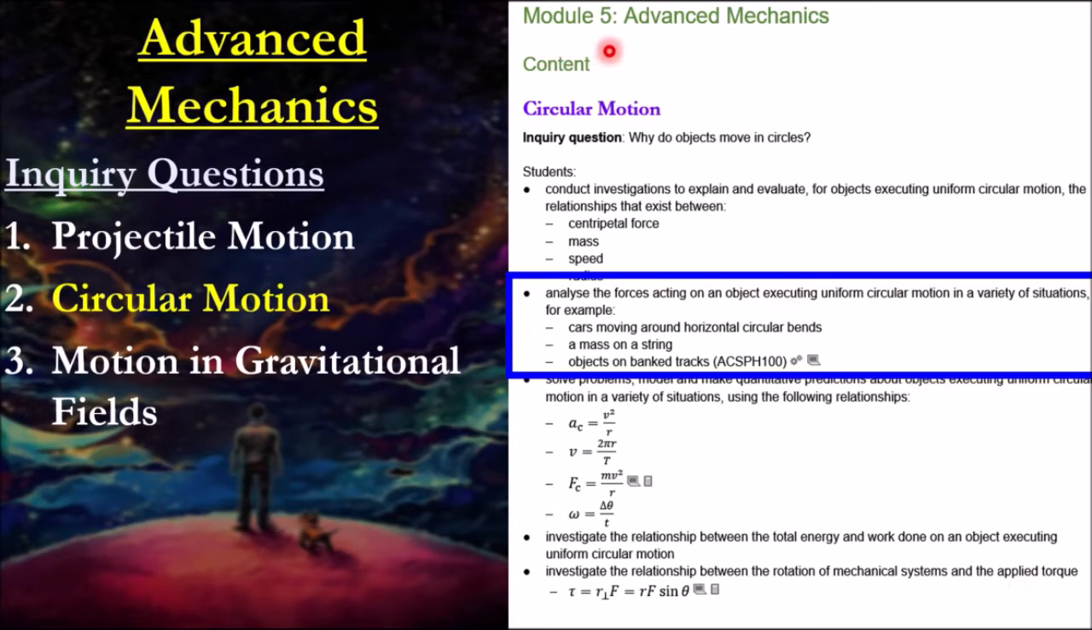Today we'll be covering Module 5 of the HSC Physics Advanced Mechanics Inquiry Question 2, which is on circular motion. And we're going to be focusing on this particular dot point here, analyze the forces acting on an object performing uniform circular motion.